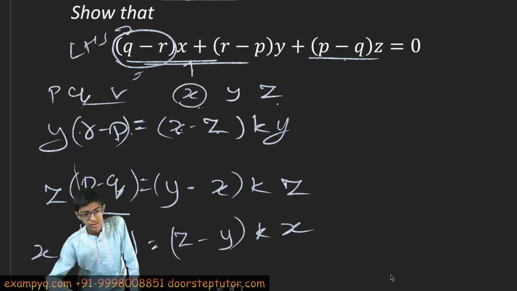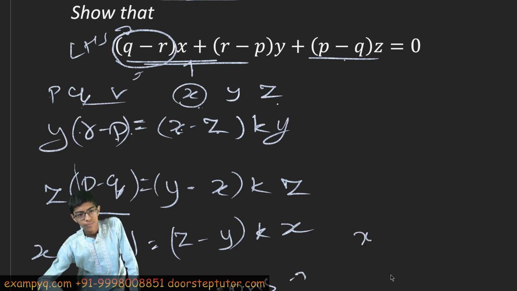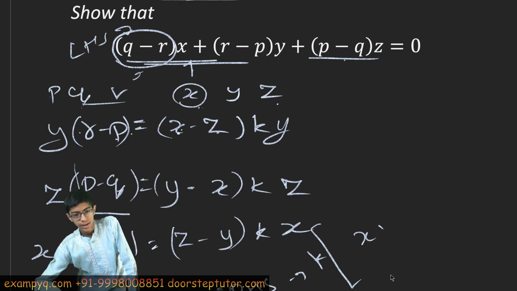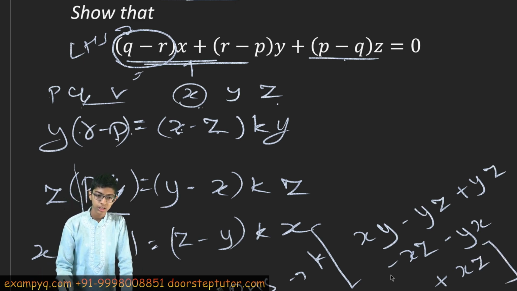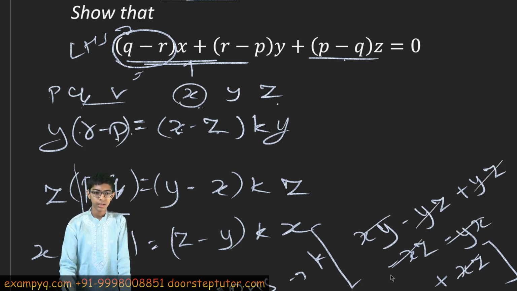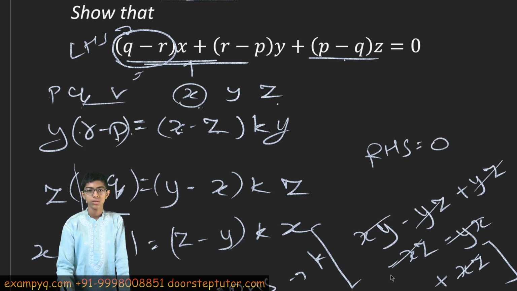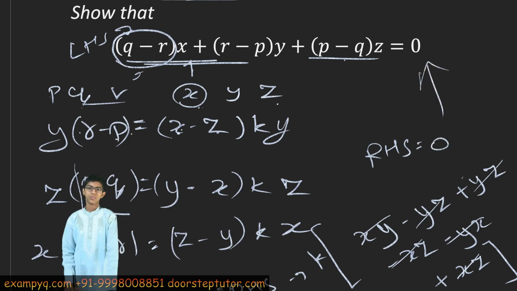Similarly for the RHS, we have k, we will take common in RHS, and we have xy minus yz plus yz minus xz minus yx plus xz. That corresponds to each other, so we can cancel them, and we get RHS equals 0, which is what we require. Hence proven. Thank you.